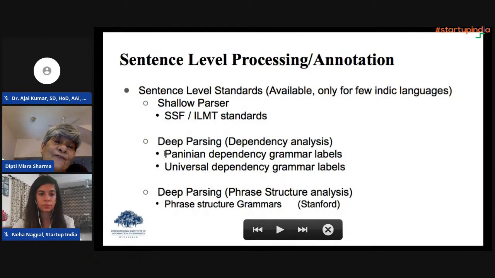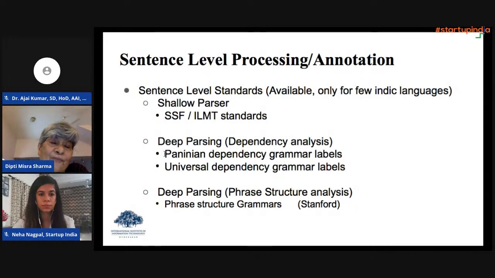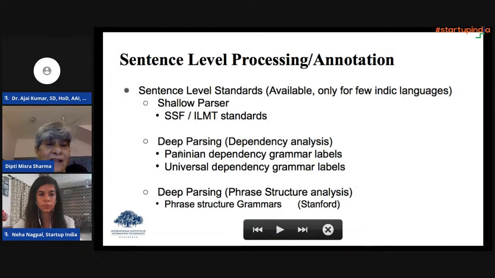In India, we have followed another scheme, which is called Paninian. We have Panini in India from 500 BC. So his grammar is very, very lucid, and we have been following that. For that also, labels are available. And also converters are available from one to the other. So many of these things are there.